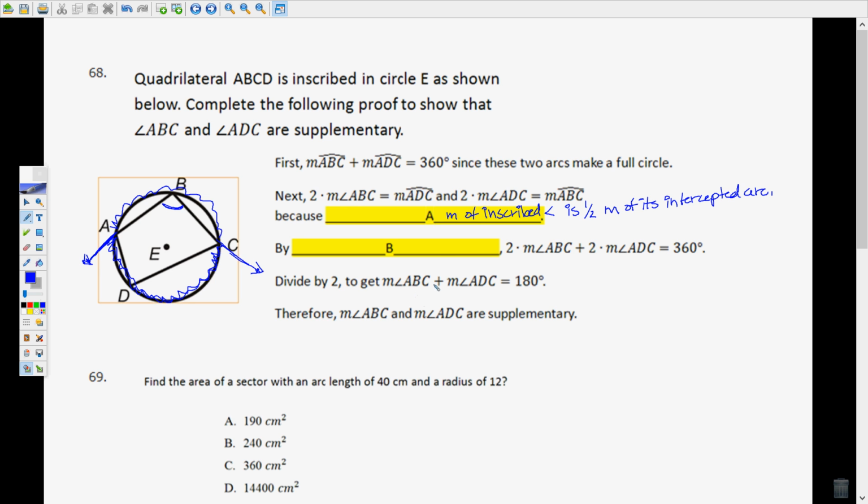Then on the next step, it says, by what can you say 2 times the measure of angle ABC plus 2 times the measure of angle ADC is 360? Well, 2 times the measure of angle ABC is equal to arc ADC. So you can substitute. Remember, whenever you put something in for something else that equals it, it is substitution. So the measure of arc ABC is equal to 2 times the measure of angle ADC. So that is by substitution.